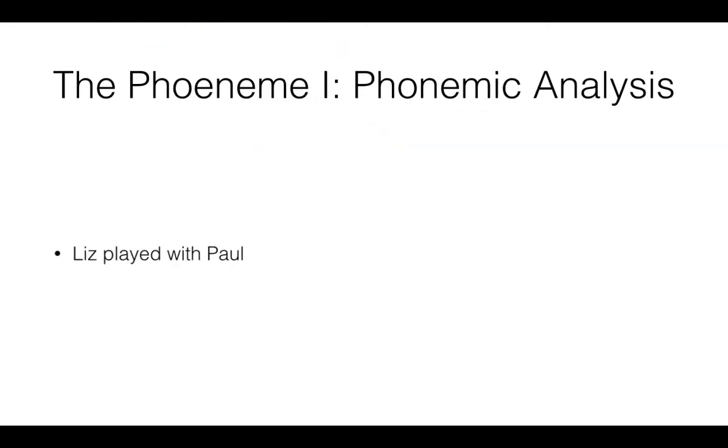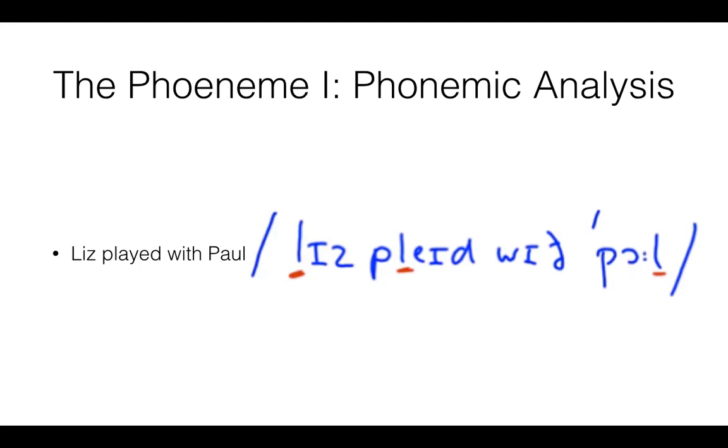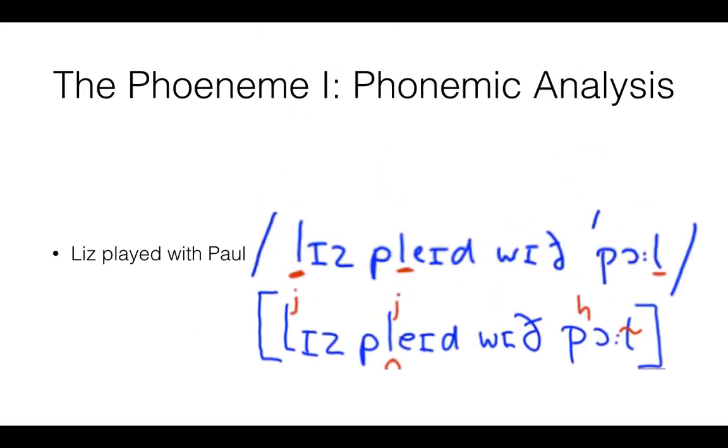So I recapitulate. This is our sentence: Liz played with Paul. Now, this is phonemic, okay? We are talking about phonemes in here. And then, this is the phonetic transcription. In order to come to this phonemic analysis, we have to go through first this phonetic analysis, complementary distribution, phonetic similarity, etc. Okay? And then, when we are going to represent this sentence phonemically, okay?